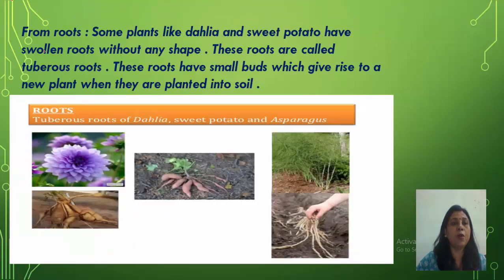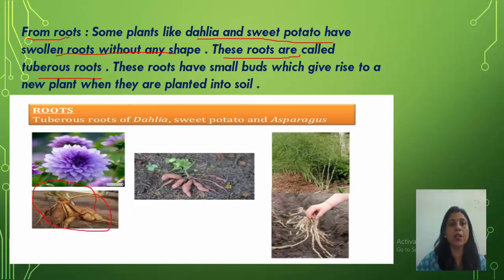Now next is from roots. Some plants like dahlia and sweet potato have swollen roots without any shape. These roots are called tuberous roots. जैसे वो tuberous stem थी potato की, ऐसे ये tuberous roots होती हैं. They are irregular in shape.